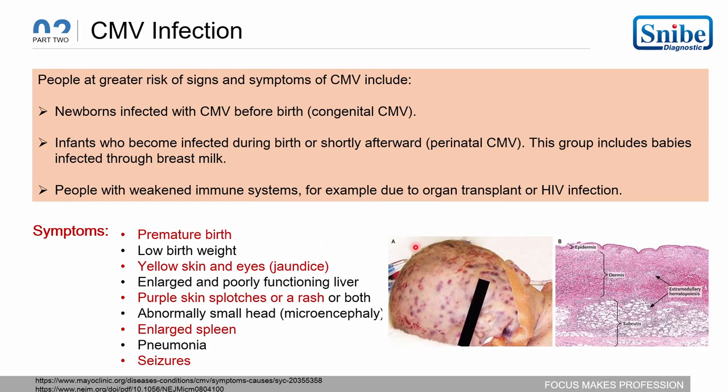The people with weakened immune systems, for example, due to organ transplant or HIV infection, may have symptoms such as premature birth and low birth weight, yellow skin and eyes, an enlarged and poorly functioning liver, purple skin spots or a rash or both, and an abnormally small head, that's called microcephaly. Then an enlarged spleen, pneumonia, and seizures. These are the symptoms of cytomegalovirus infection.